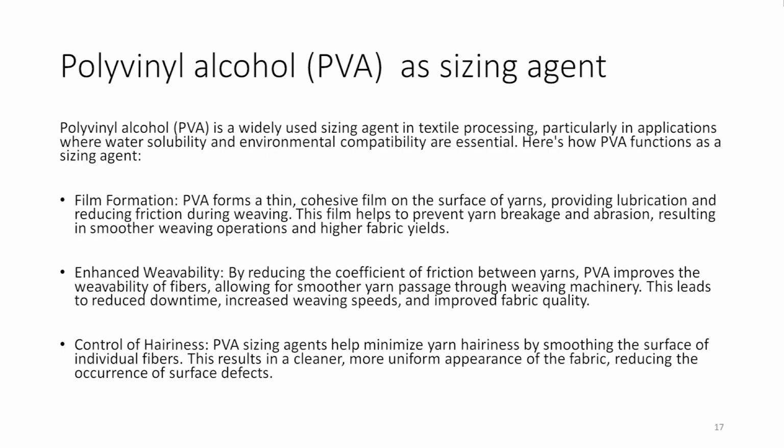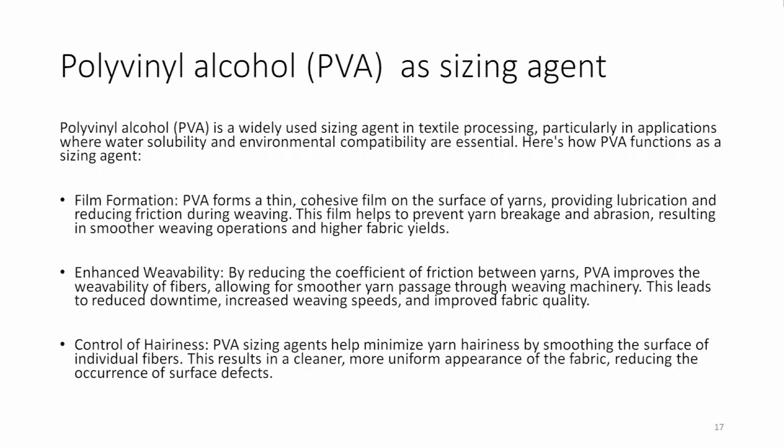Enhanced weavability. By reducing the coefficient of friction between yarns, PVA improves the weavability of fibers, allowing for smoother yarn passage through weaving machinery. This leads to reduced downtime, increased weaving speeds and improved fabric quality. So, all of them, you must have seen that whether it is CMC or polyvinyl alcohol or polyacrylate, all of them have this very good quality of film formation, and because of that there is enhanced weavability.